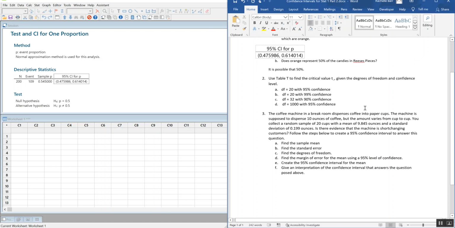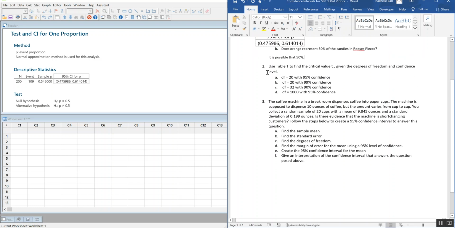Anyway, let's move on to number 2. Number 2 asks you to use the t-table to find some critical values. I'm not going to do that. I'm going to show you how Minitab does some t-values. You'll notice for A, B, C, and D, I gave you the degrees of freedom, not the sample size. So I didn't give you N, I gave you DF.